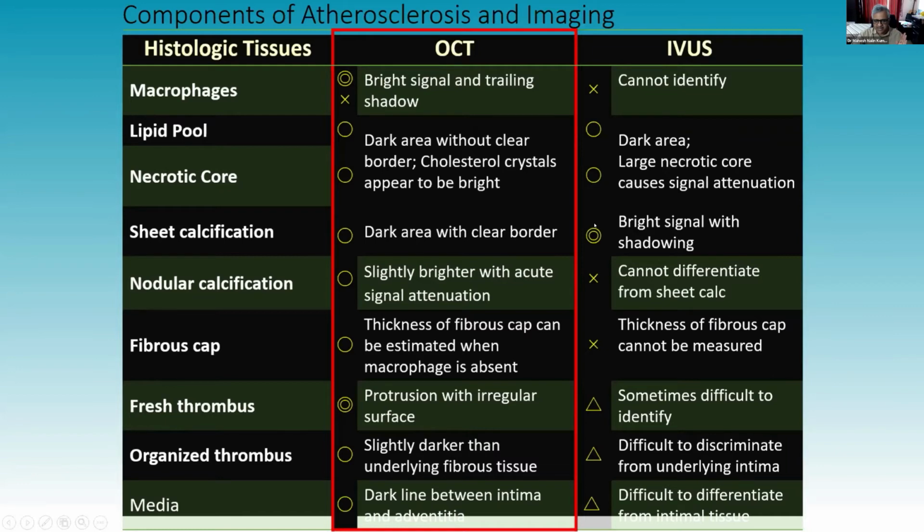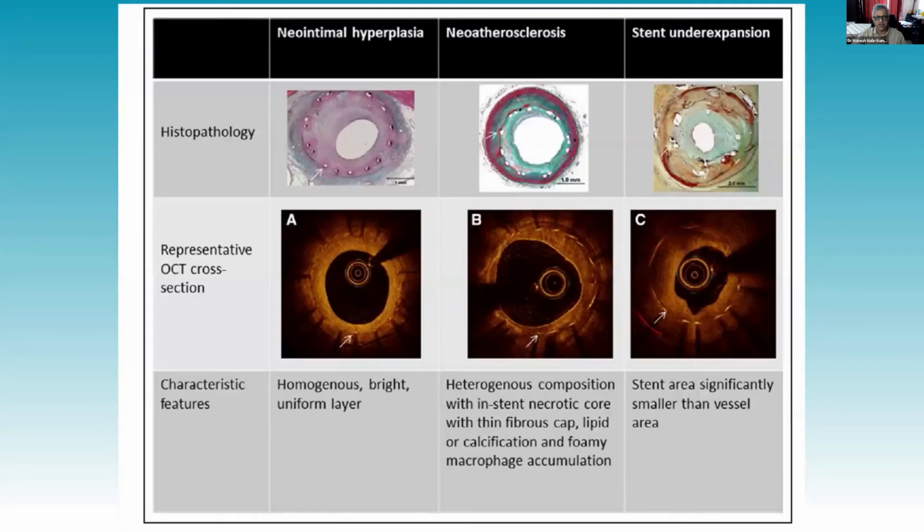So this is the basic comparison for anybody who would like to define what we are trying to miss by using OCT versus IVUS. Point 1. Point 2, this is how the TLF, target lesion failure, looks: a homogeneous, bright, uniform layer, histopathology equal to the OCT picture. Neoatherosclerosis with intima, with heterogeneous composition, necrotic core, lipid, calcification, foamy macrophages, and neo-intimal proliferation and vasculature. This is there. Third is stent under-expansion, and the stent area is significantly reduced.